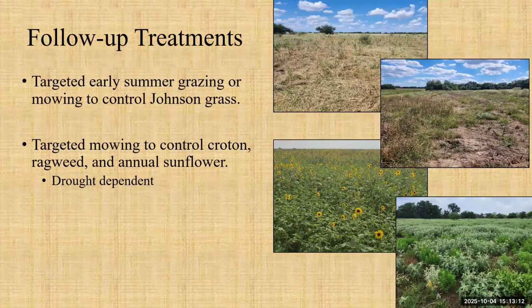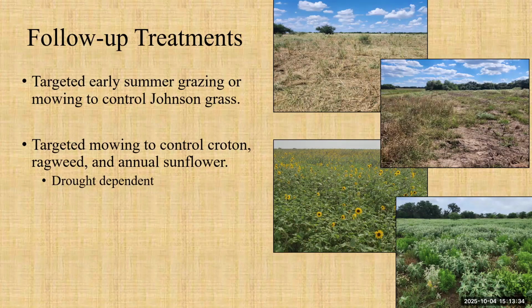While herbicide is one of the mechanisms for control, we can use some targeted grazing early on in the summer to control Johnson grass, but you've got to have the ability to have livestock, and you've got to have the ability to move those livestock once you've grazed all the Johnson grass.